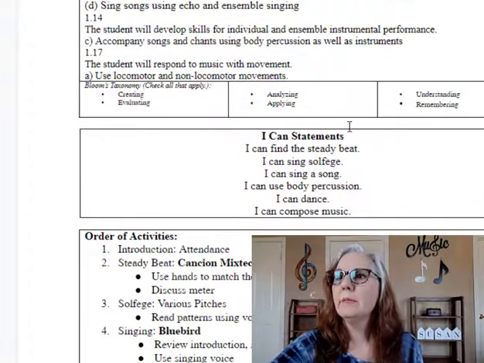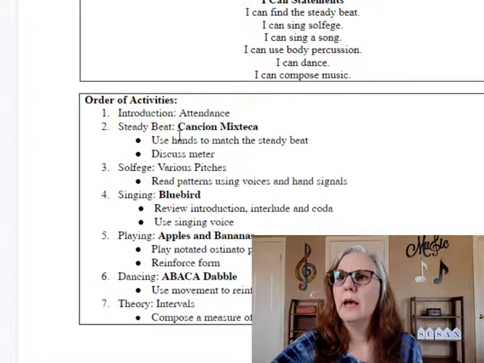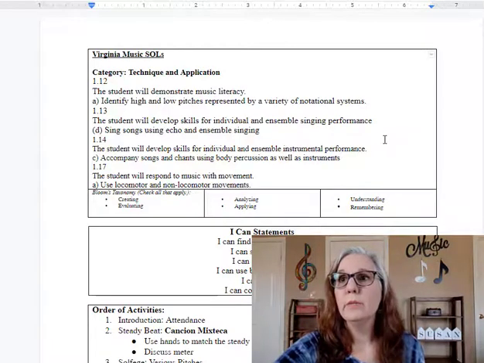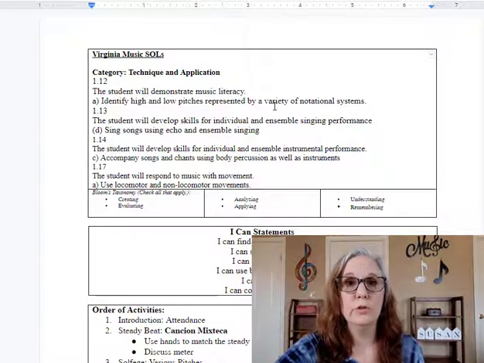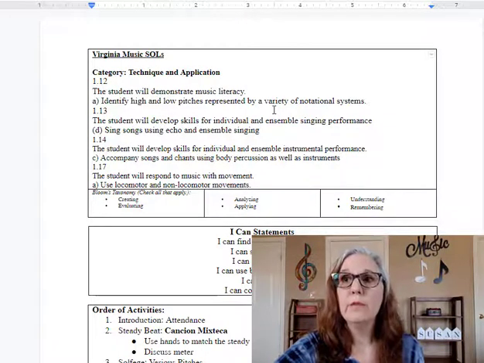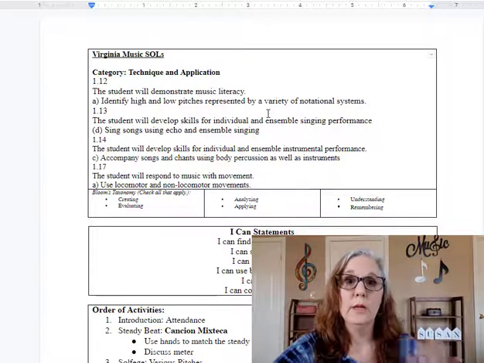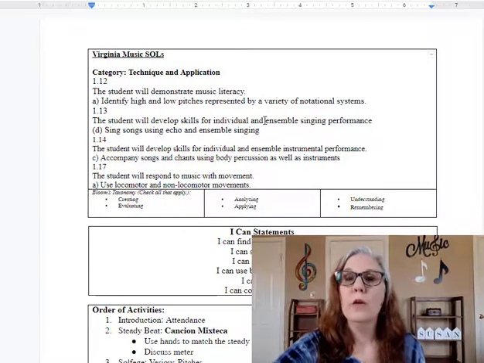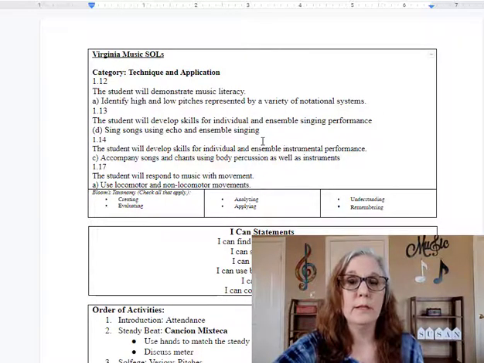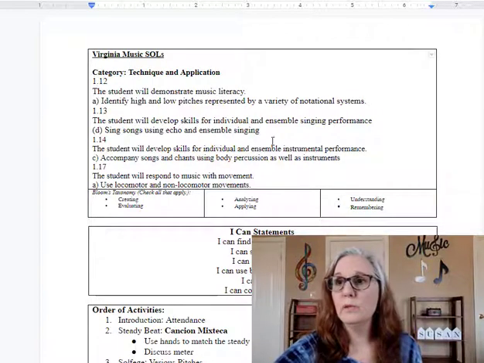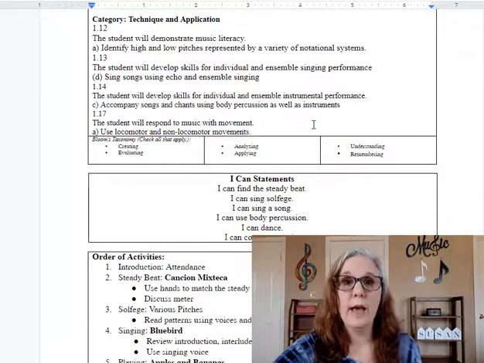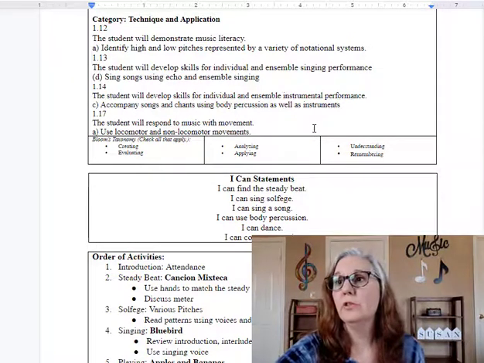Then I have my I can statements up here, and then I have the order of activities. So let's talk about lesson plan format for a moment. Your district will probably have a specific lesson plan format they want you to use. It may be a format that everybody in the district uses regardless of whether they teach second grade, music, PE, art. It could be that it's a music lesson plan that your department uses as music. You're going to have to adapt to whatever lesson plan format your district chooses to use.